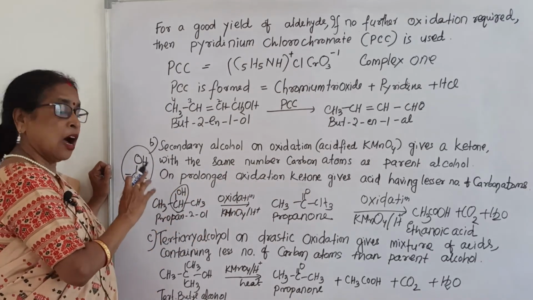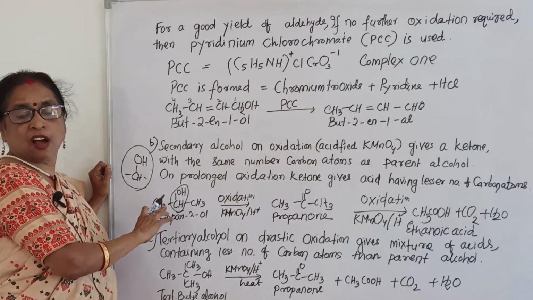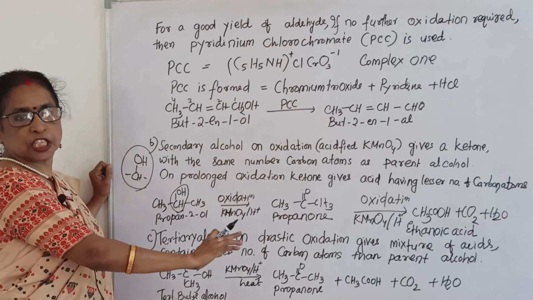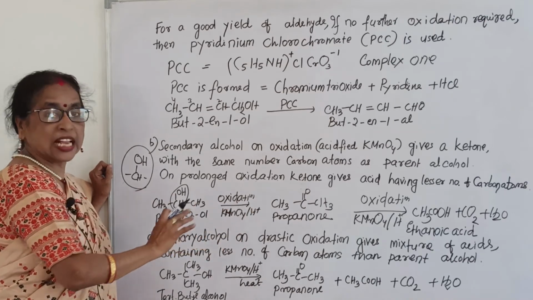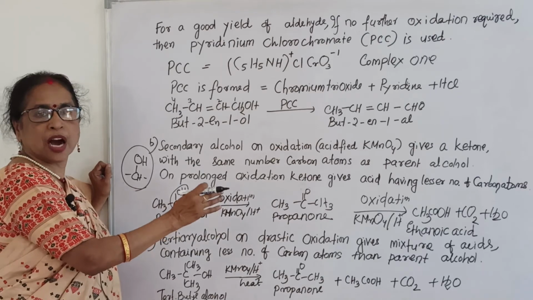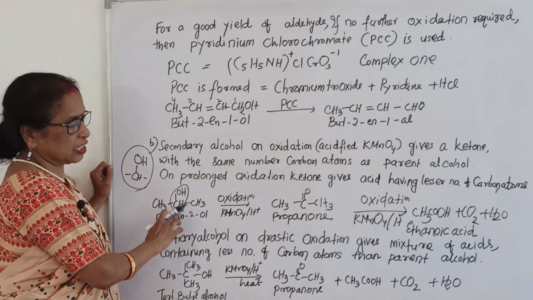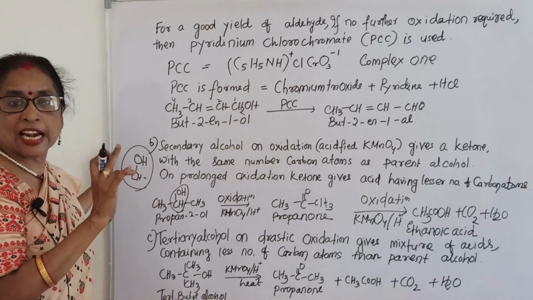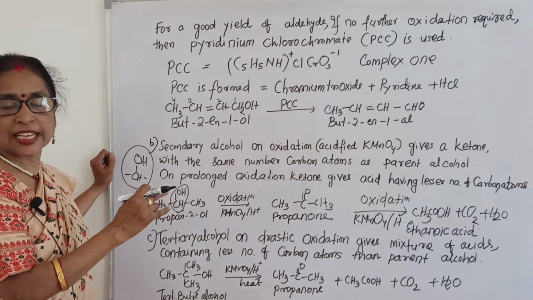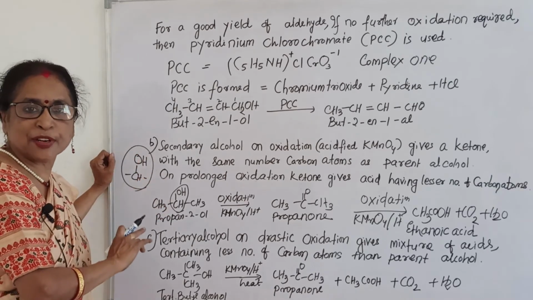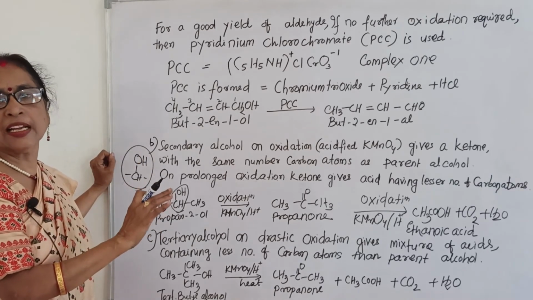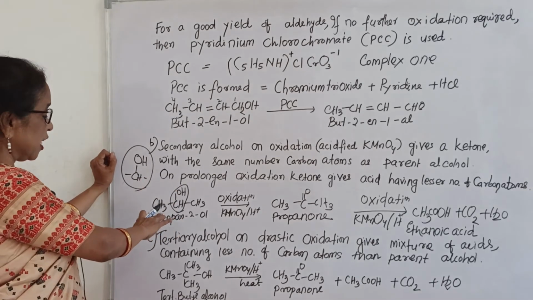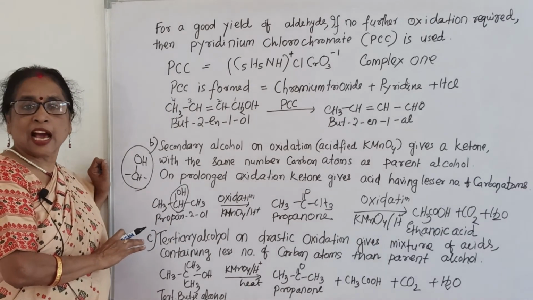So remember that secondary alcohol on oxidation gives a ketone having the same number of carbon atoms, but on prolonged oxidation, it gives an acid which contains a lesser number of carbon atoms than your parent alcohol. See this example. I hope it is clear. Primary alcohol gives aldehyde having the same number of carbon atoms, and secondary alcohol gives ketone having the same number of carbon atoms, but after that it gives acid which contains fewer carbon atoms than your secondary alcohol.